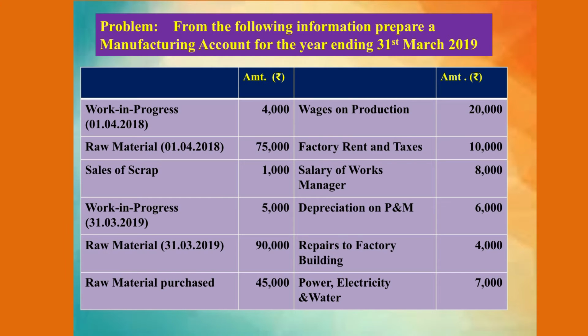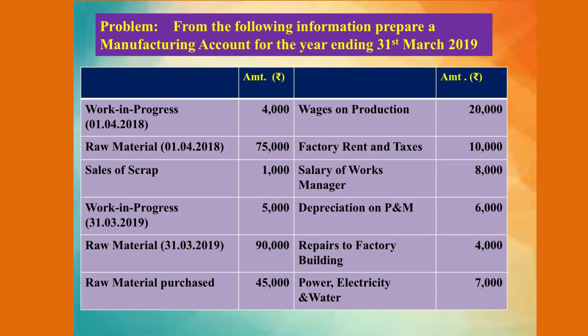From the following information, prepare a manufacturing account for the year ended 31st March 2019. You are given certain information. Work in progress as on 1st April 2018, that means it is opening work in progress, the amount is 4,000. Then you are provided with raw material on 1st April 2018, that is again opening raw material, 75,000. You are given sale of scrap, that is rupees 1,000.